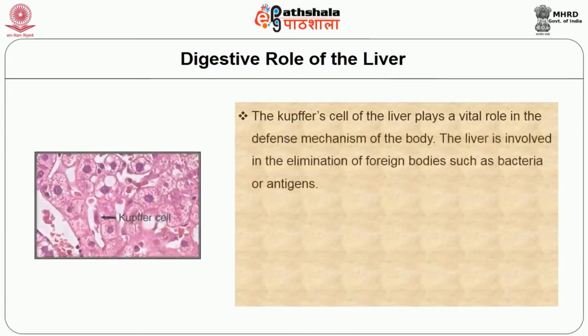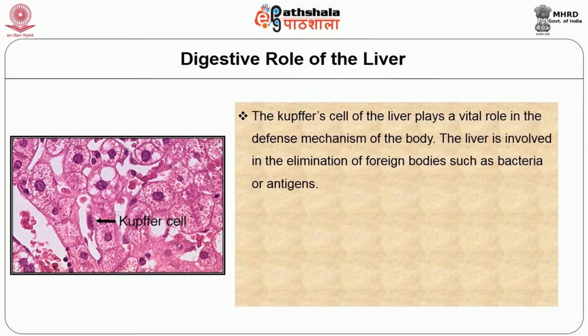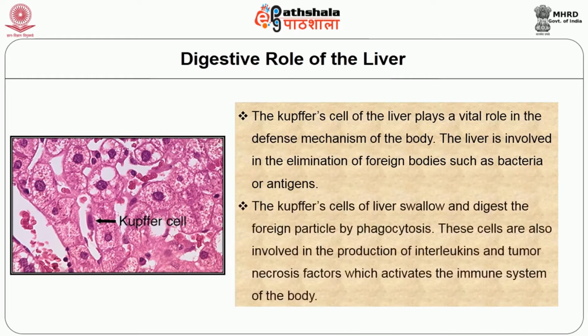The Kupffer cells of the liver play a vital role in the defense mechanism of the body. The liver is involved in the elimination of foreign bodies such as bacteria or antigens. The Kupffer cells in the liver swallow and digest the foreign particles by the process called phagocytosis. These cells are also involved in the production of interleukins and tumor necrosis factor, which activates the immune system of the body.